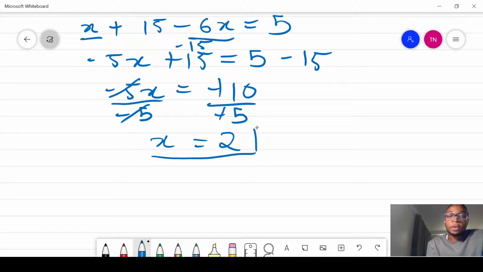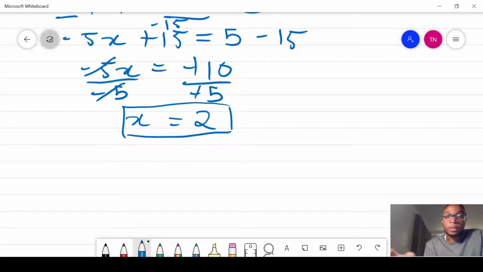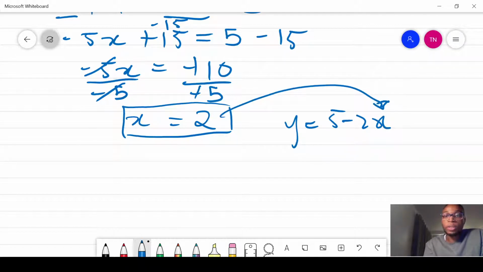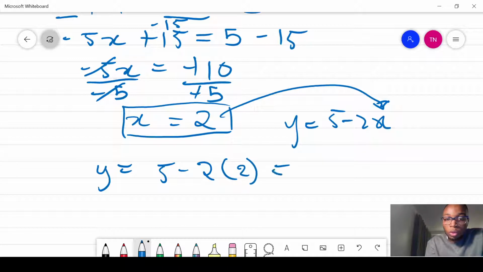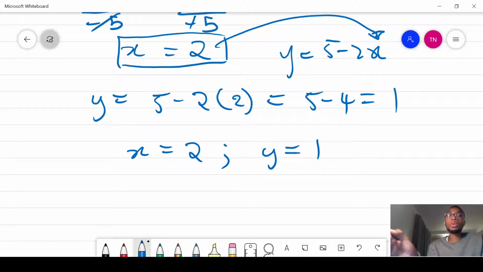Then now after finding the value of x, we go back to that equation that we had, y is equals to 5 minus 2x. And you substitute now the value of x, which is 2, into that equation. So you're going to take this and substitute it there. So you're going to have y is equals to 5 minus 2 times 2. And this gives you 5 minus 4, which is just equal to 1. So your x is going to be equals to 2, and your y is equals to 1.